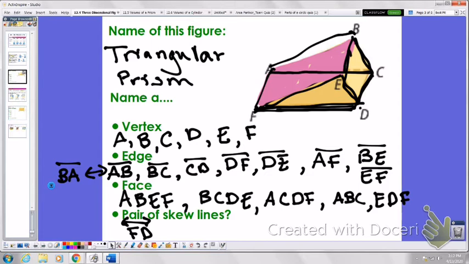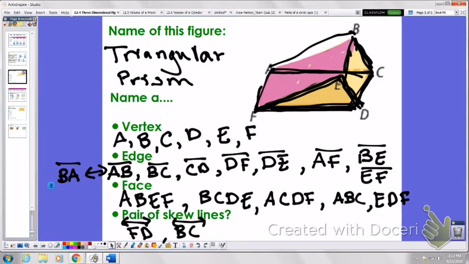So now, I know it can't be on this bottom base here, because then they're on the same base, they're on the same face. It couldn't be FE or ED, because one, it's on the same face, and two, they would intersect. So we need a line that is off of this front face here, but that would also never intersect. So if I look on the back face, we could say line BC.